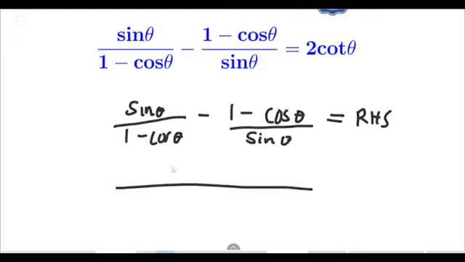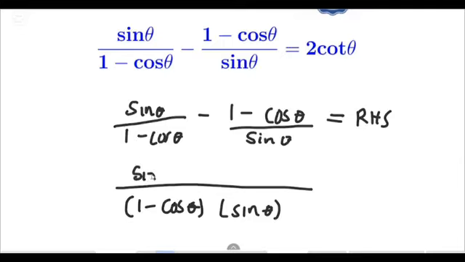Then we need to pick the denominators. We have 1 minus cos theta. We also have sine theta. So we take these two as our common denominator. Then from here, we can start dividing 1 minus cos theta into these denominators. So 1 minus cos theta will cancel with 1 minus cos theta to give us a 1. You remain with the sine theta. So this sine theta times this sine theta on top, you are going to get sine squared theta.